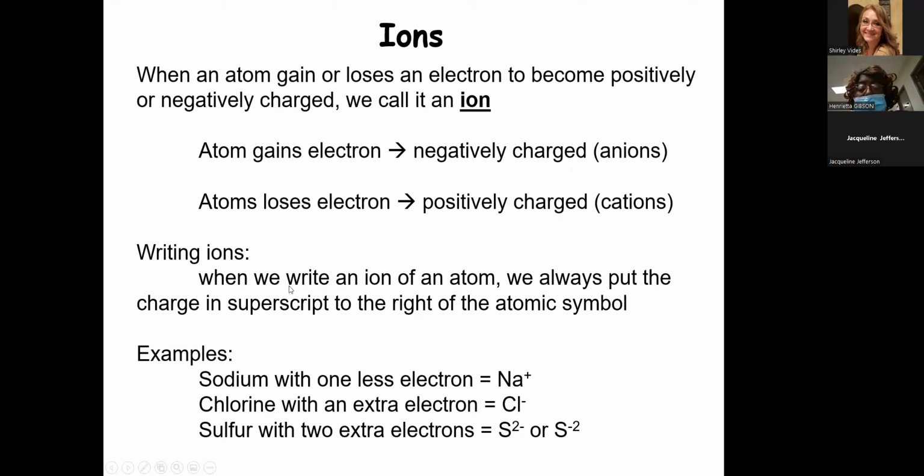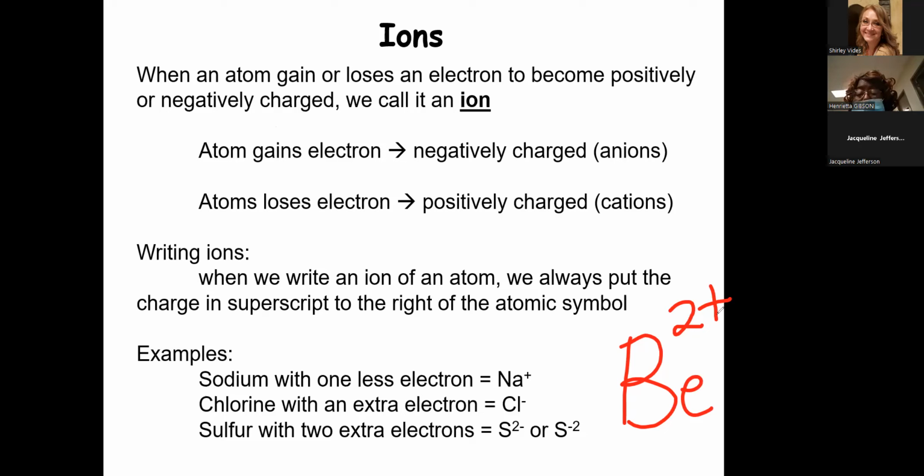So when you write the ion of an atom, you always put the charge in the superscript. Superscript means above. So let's say we're writing beryllium like I was doing. Beryllium, which loses 2, would be up here, 2 plus. You see that? That's a superscript. It goes above. All right, and always put the charge to the right.